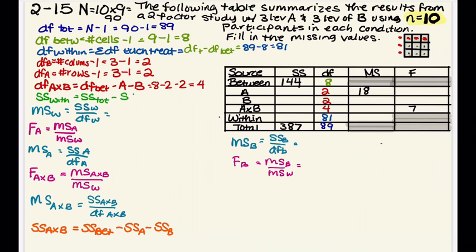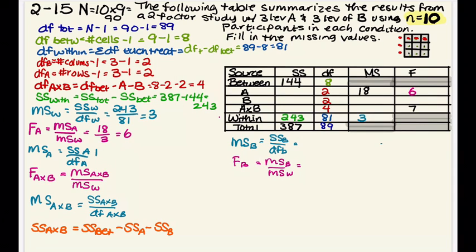Since we already have our sum of squared deviations between treatments, we're going to move our formula around and solve for the sum of squared deviations within treatments. Since we have the sum of squares within and the degrees of freedom within, we can calculate our mean square within treatments. This will allow us to calculate the F ratio for factor A by taking the mean square of factor A and dividing by the mean square within treatments.